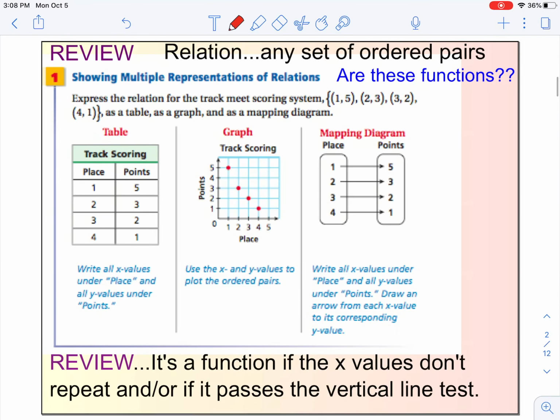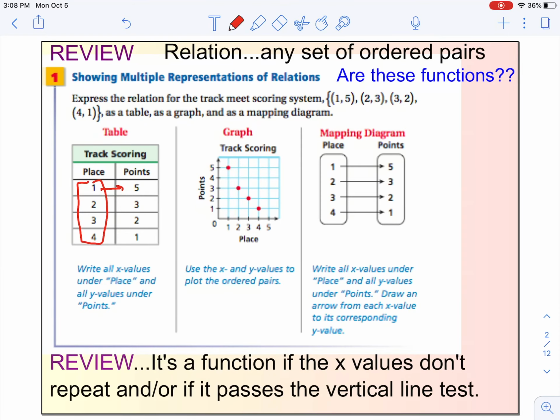So just to review again about relation versus function. A relation is just any set of ordered pairs because there's a relationship between the two variables. And if we look at are these functions or not, we can see that none of the x's repeat. Each x value, each place here has only one exact number of points assigned to it. Here's that same track scoring information with a graph. And again, notice it passes the vertical line test. Anywhere you would draw a vertical line, you would only touch your graph in exactly one place.